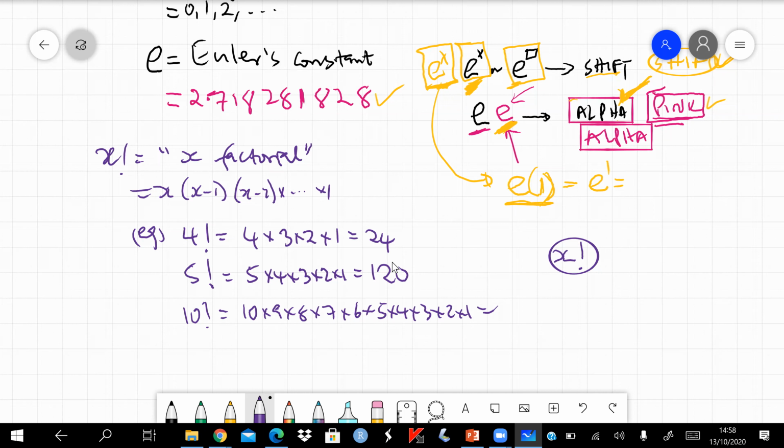So this will be given by e raised to power minus 2.2 times 2.2 power 0, over 0 factorial. We know that 0 factorial is 1 and 2 power 0 is 1 also. So you're left with e raised to power minus 2.2. If you simplify that, you'll get 0.1108.